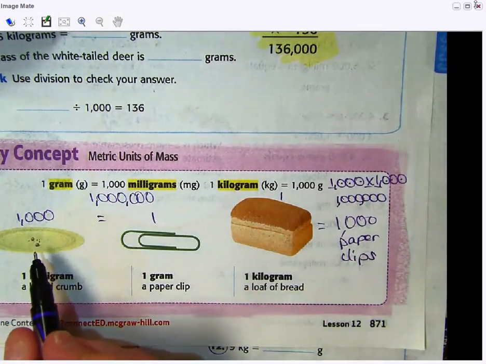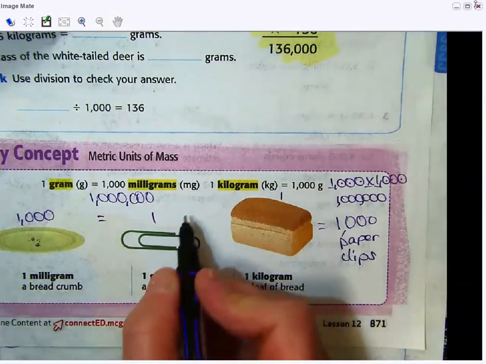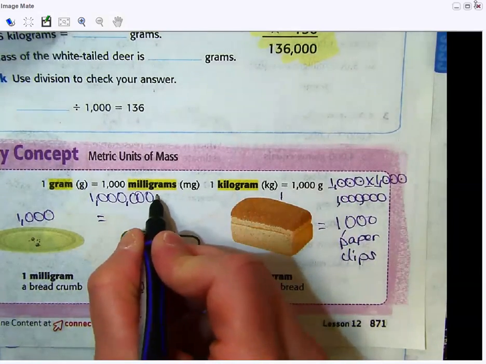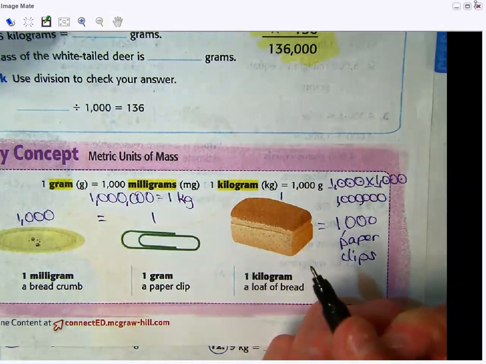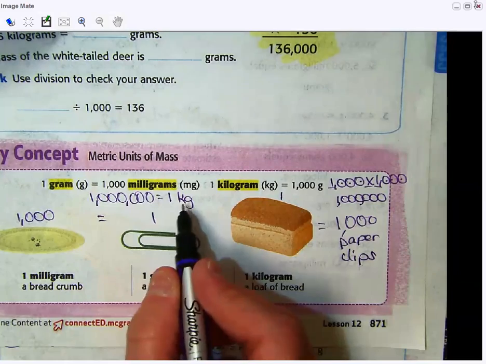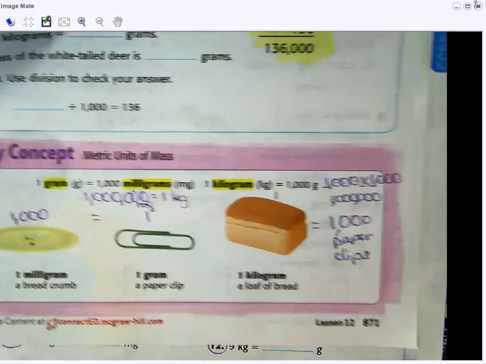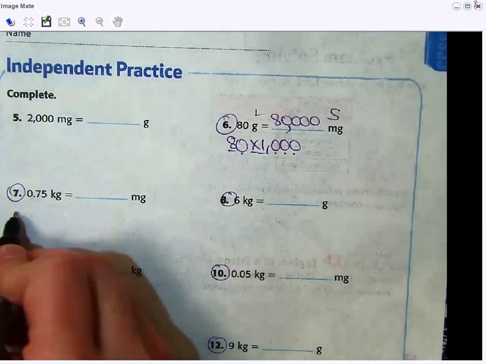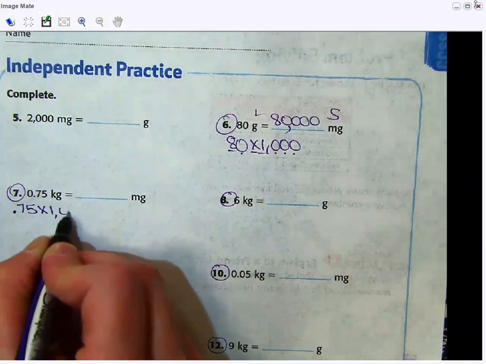Look, it's a crumb, it's a breadcrumb. Okay, so you're going to have 1 million breadcrumbs, and that is going to equal 1 loaf of bread. Kind of makes sense, doesn't it? So 1 million breadcrumbs to 1 loaf of bread. So this is 1 million milligrams. So we are going to look at multiplying 7,500 times 1 million.